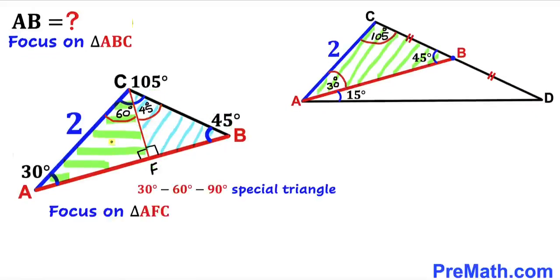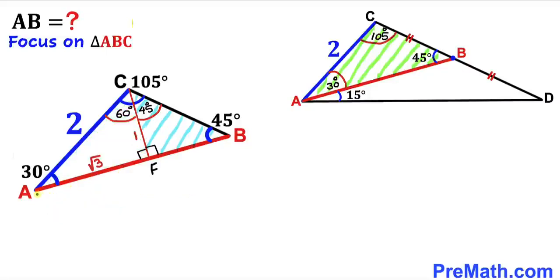And let's focus once again on this right triangle AFC, and we can see that this is our 30, 60, 90 special triangle. And we can see this is our largest leg, and this is our smallest leg. And we know the largest leg is twice the smallest leg. If this is 2 units, then this smallest leg CF has got to be 1 unit. And this third leg AF must be equal to square root of 3. So therefore we conclude that this segment AF turns out to be square root of 3, and this segment CF is 1.